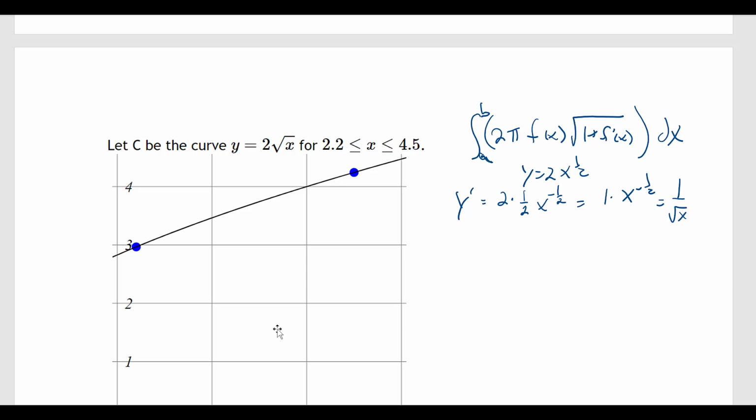Now, that helps us put together our formula, which would be this integral from 2.2 to 4.5 of 2 pi times the original function, which is 2 times the square root of x, times 1 plus, and our f prime of x is 1 over the square root of x, dx. Oh, sorry, this part is squared.